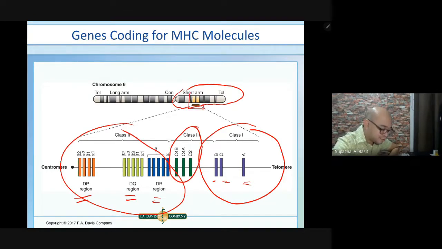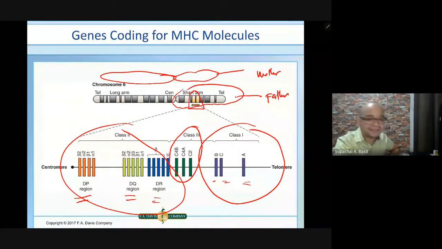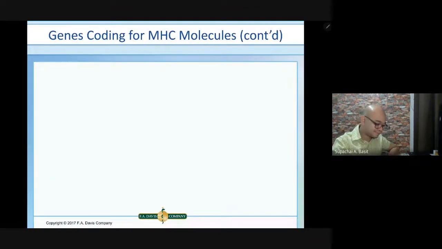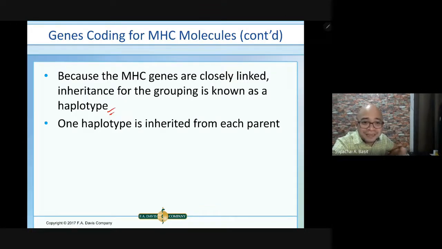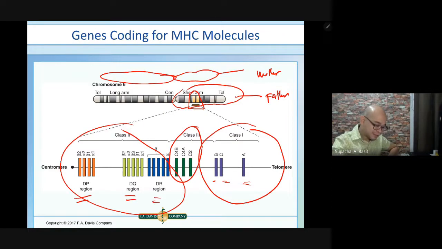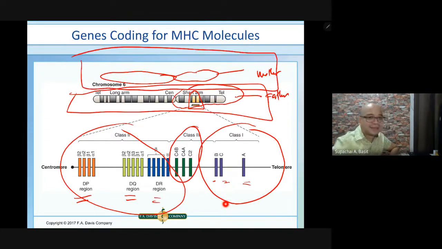So it's the short arm of chromosome number 6 that encodes what type of alleles you'll have. And it's a haplotype. Haplotype, meaning to say, this particular arm comes from your father. Then there's another arm that should come from your mother. Because the MHC genes are closely linked, inherited as a group, that is actually known as a haplotype. So one haplotype is inherited from each parent. So that's why I'm telling you, this is just one haplotype.